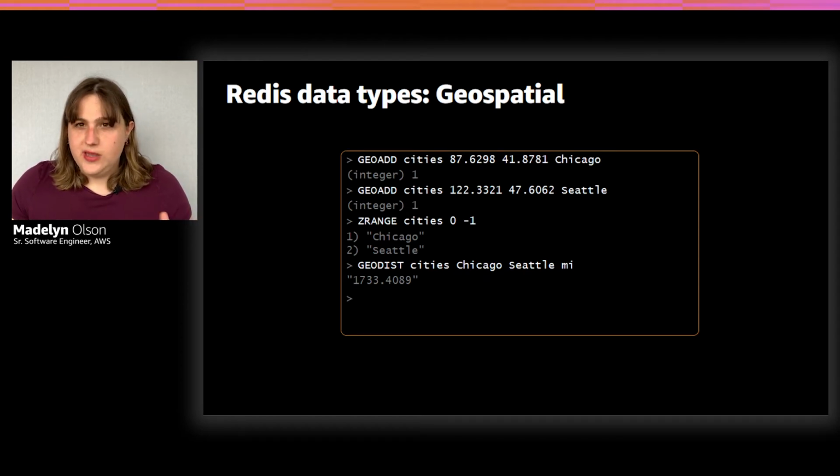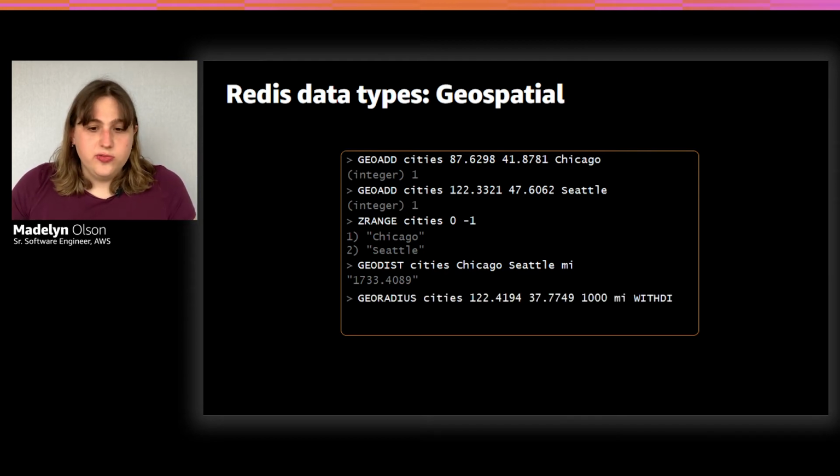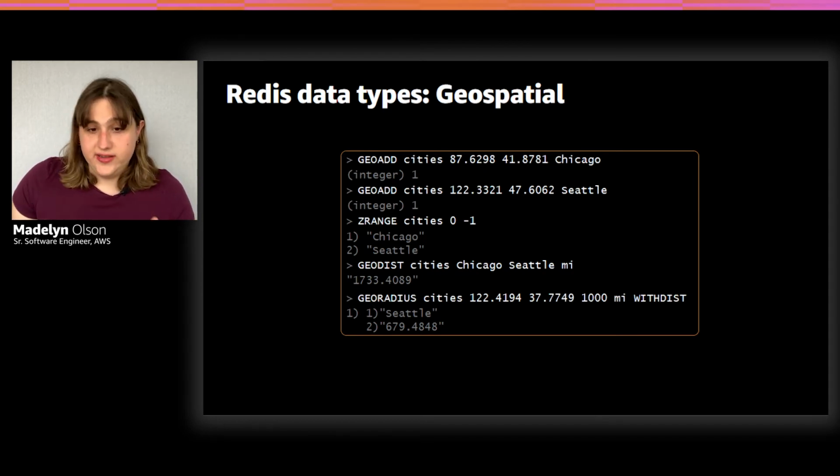And Redis comes built in with a bunch of different operators. In this case, you can say, what's the distance in miles? And you'll see it's about 1,700 miles. And then the last question we said we can ask is, which cities are within a given distance of a point? In this case, we're giving the longitude and latitude, and we're saying within 1,000 miles, which cities are within this range. That specific point is actually very close to Seattle.